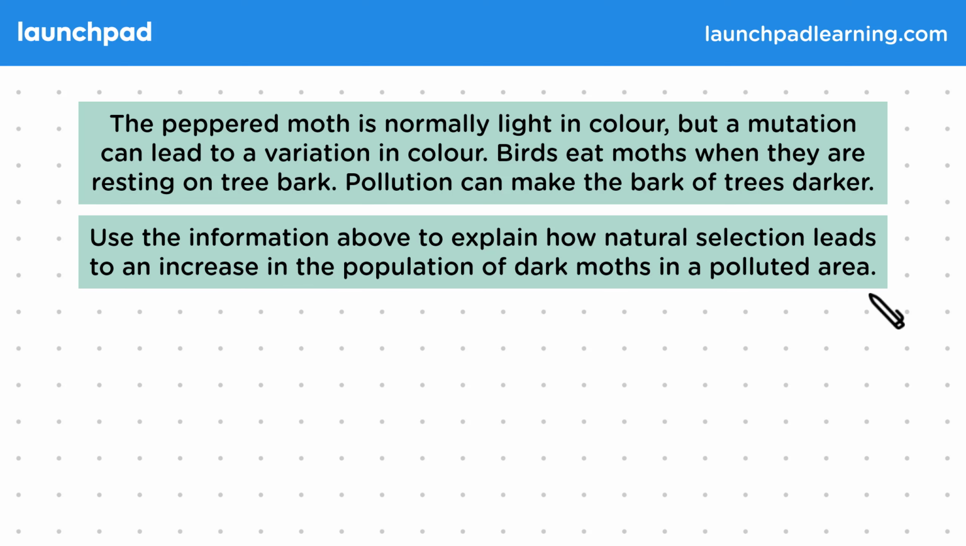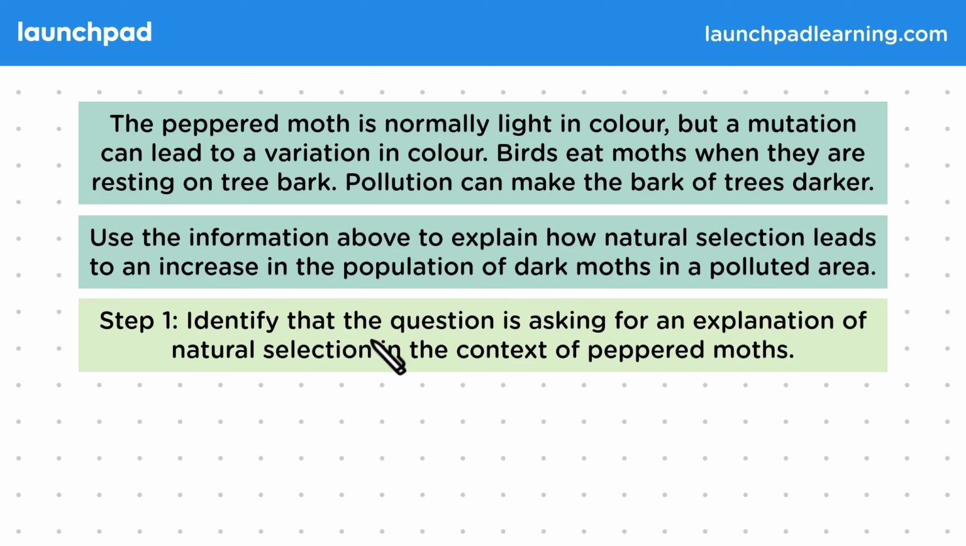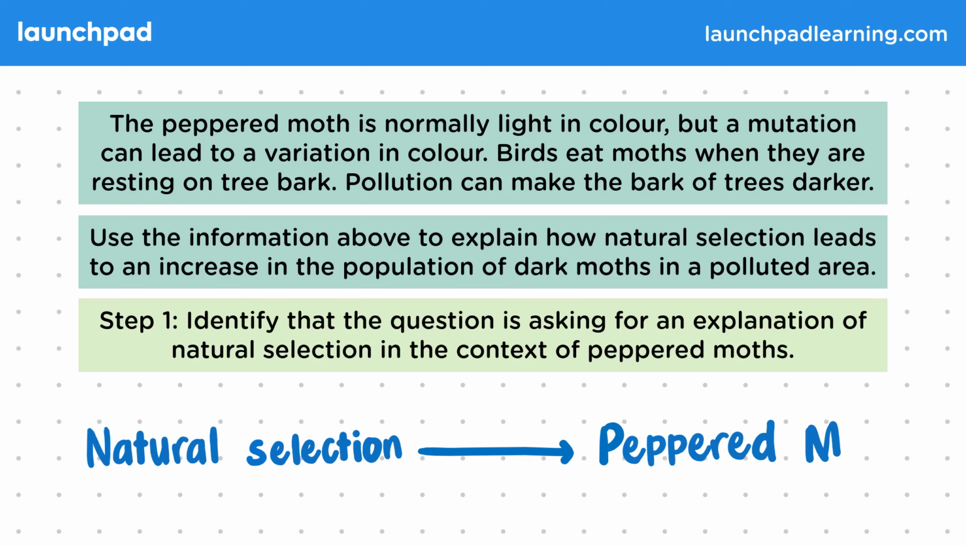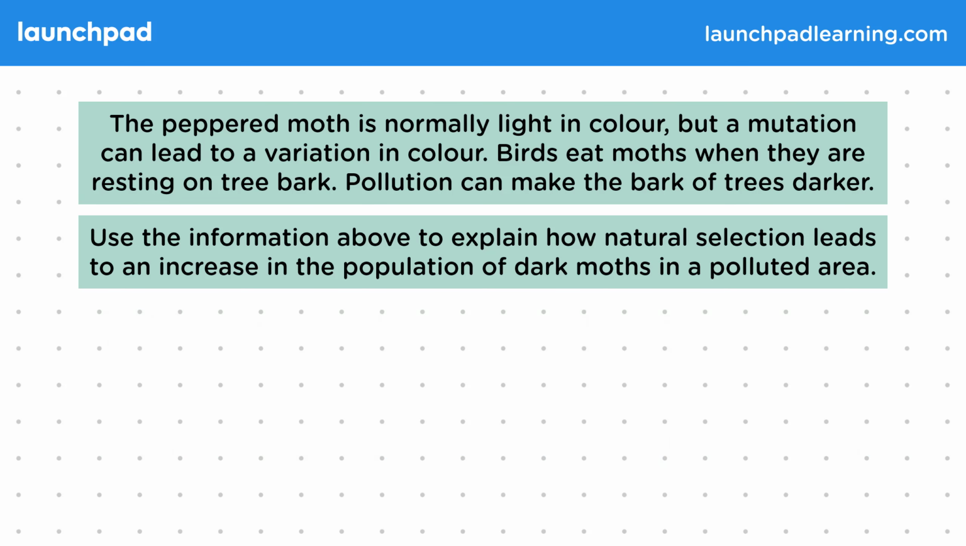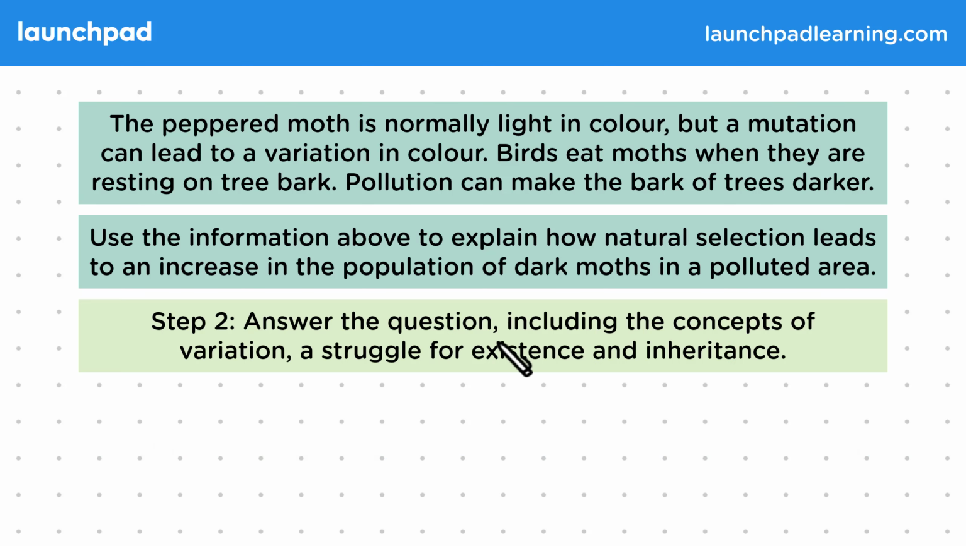So step 1, identify that the question is asking for an explanation of natural selection in the context of peppered moths. It's really important that you don't just write everything you know about natural selection, but that you frame your answer in relation to the context, in this case, peppered moths. Step 2, answer the question including the concepts of variation, a struggle for existence, and inheritance. The examiner will be looking for the concept of variation, a struggle for existence, and inheritance in your response.